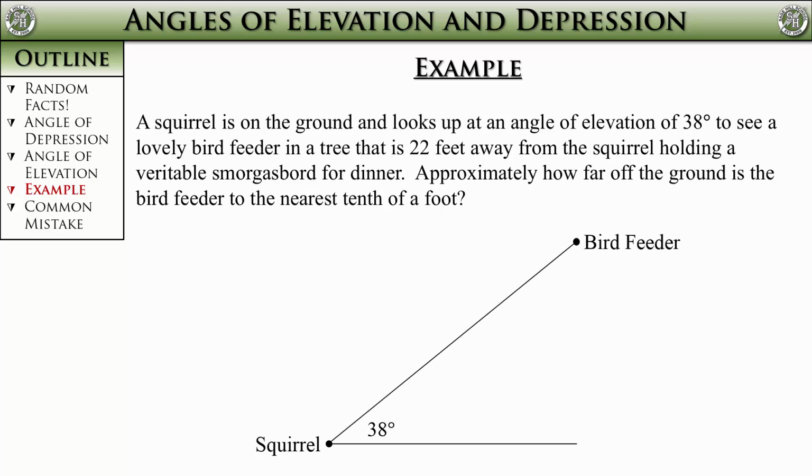in that direction. That bird feeder is hanging in a tree that is 22 feet away from the squirrel. The tree forms a 90-degree angle with the ground. The problem asks us to find how far off the ground the bird feeder is. This is the picture you should have drawn.